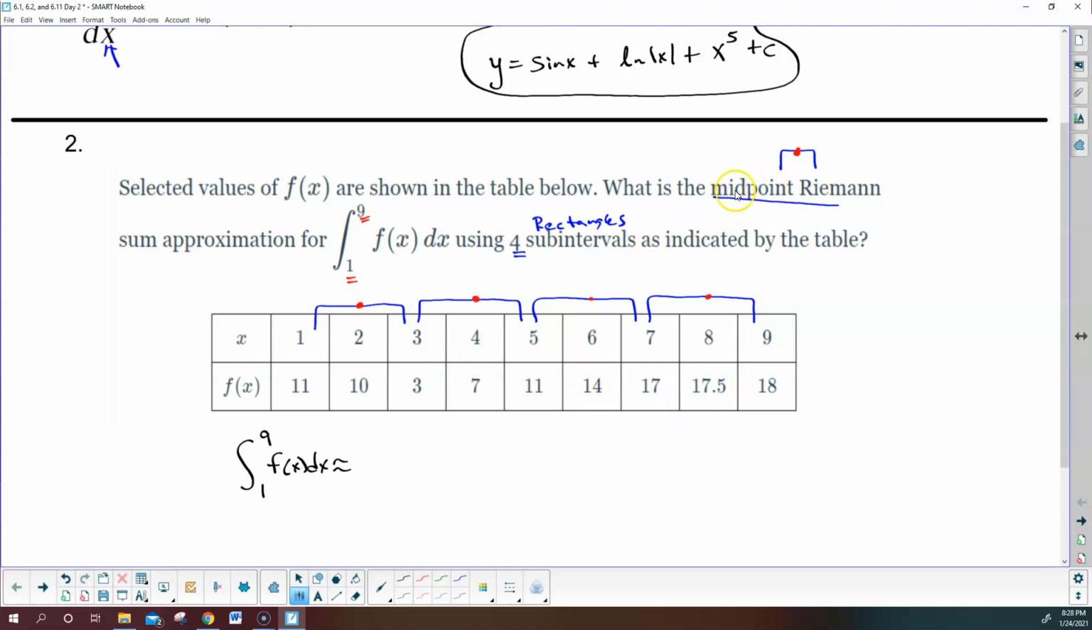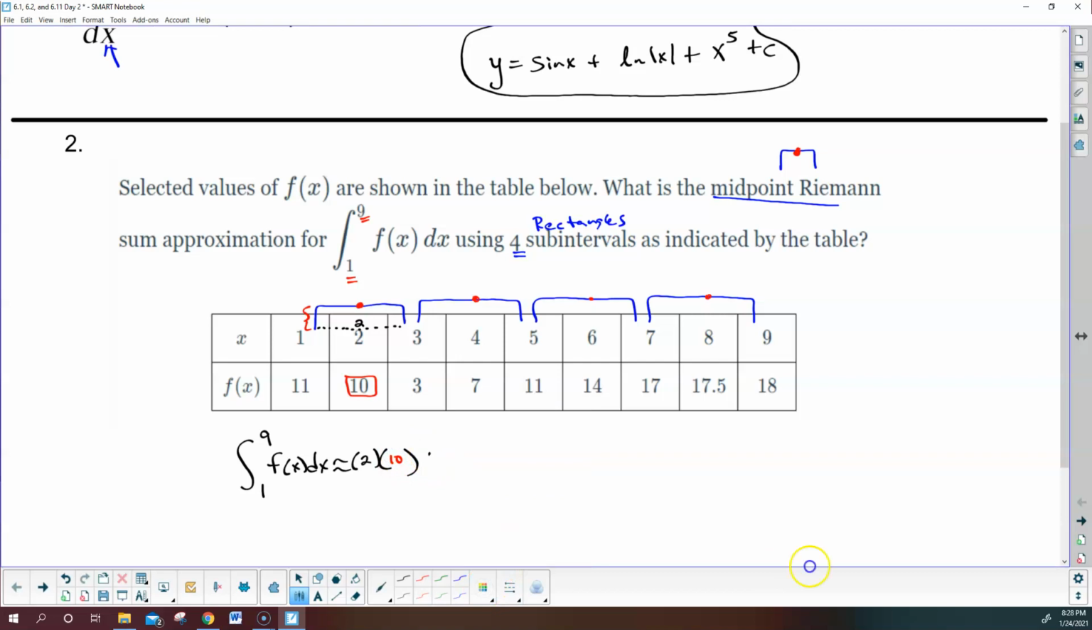That's what the LRAM, RRAM, and midpoint Riemann sum approximates. So what do I need? The distance of this rectangle, the width, and that's from 1 to 3. So that width is 2. I'm going to put that first, and then we multiply by the height of the rectangle. How tall is this rectangle going to be? Well, that's indicated by the output of the midpoint range. So that output is 10.